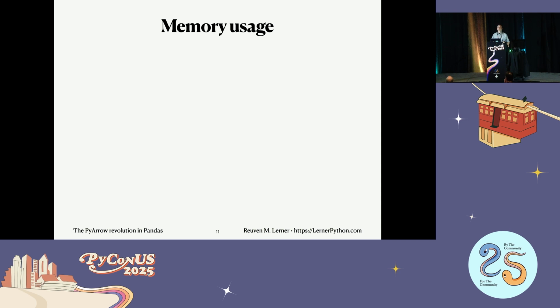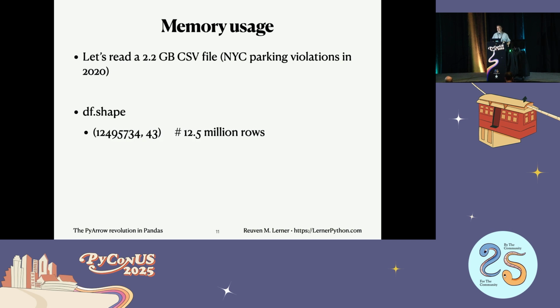So memory usage, not so great. Or great if you're in the memory business, right? If we read in a 2.2 gigabyte file, and this is one of my favorite data files to work with, New York City parking violations from 2020, it's not the biggest data, but it's pretty big: 12.5 million rows. And I ask, how much memory is that using? I run df.info, and I'm told 4.0 plus gigabytes.